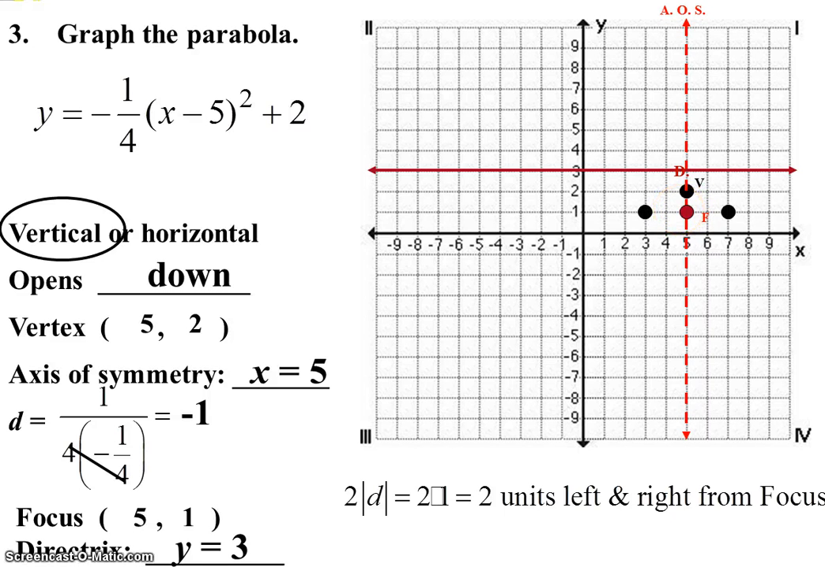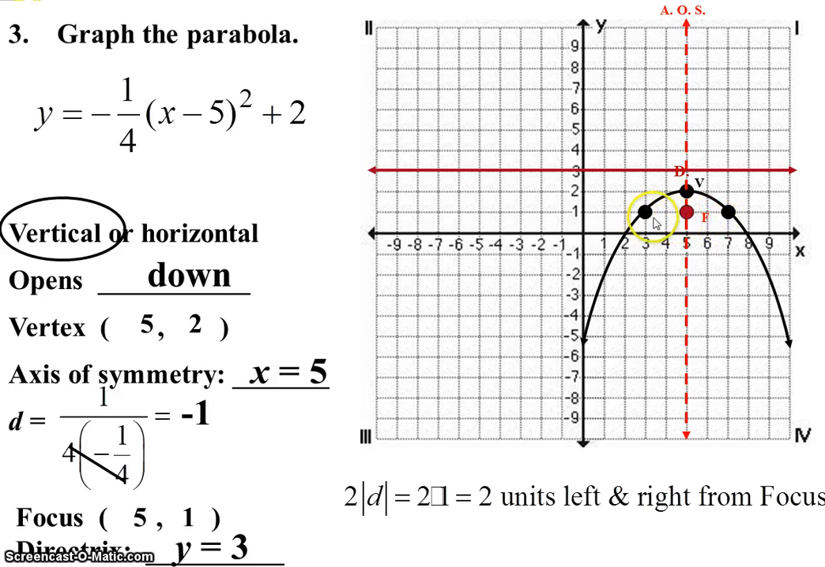So go left and right 2 units, and then draw your parabola through those 3. You're good to go. Label them. This was at 3, 1, and this was at 7, 1. So you're finished with this one. By the way, another mistake I see a lot of students make is they'll just take D, and since D was 1, they'll just go out left and right 1 also.